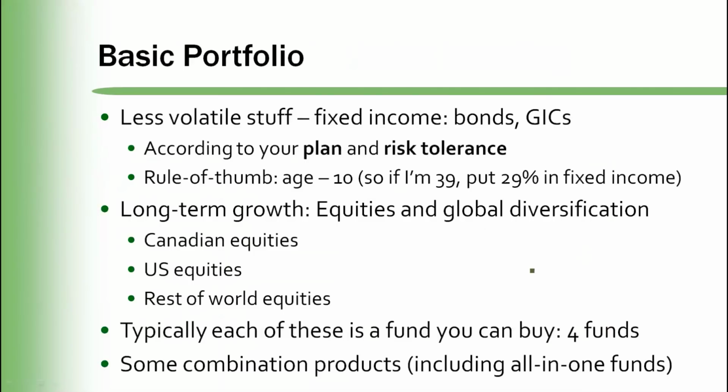Okay, so how do we construct a basic portfolio? Well, we're going to have to combine some of that less volatile stuff, that fixed income, your bonds or your GICs, with something that's going to provide you with that long-term but riskier growth, your equities. And you want to diversify everything globally as well as between your stocks and your bonds.